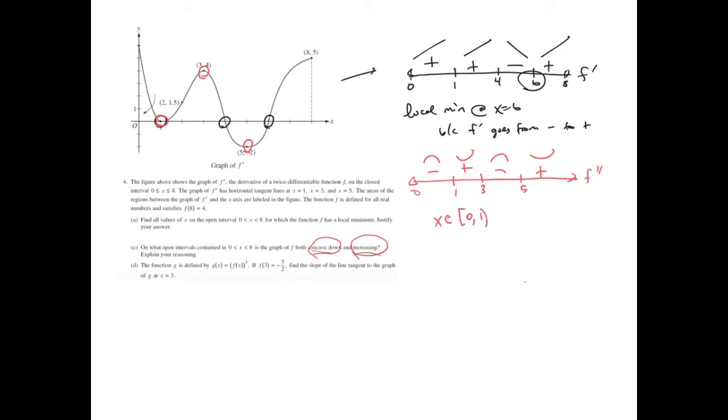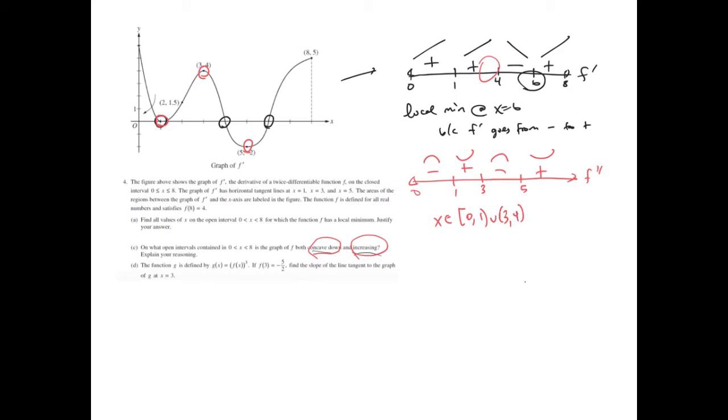And then concave down again between 3 and 5, but you notice it's increasing only like between 3 and 4. So 3 to 4, and I would not include 3 because it's not concave down there, and I would not include 4 because it's neither increasing or decreasing there.